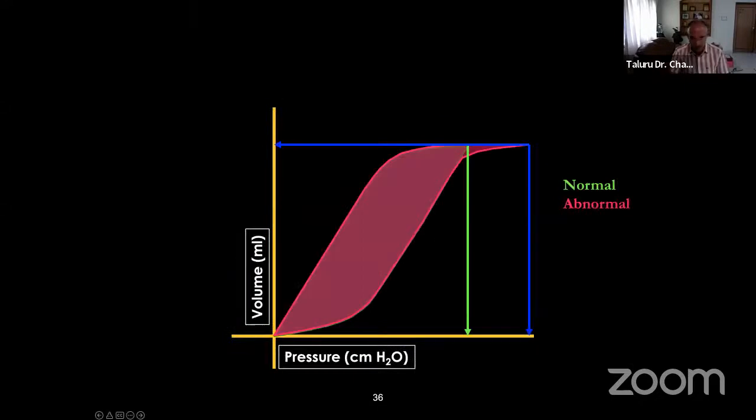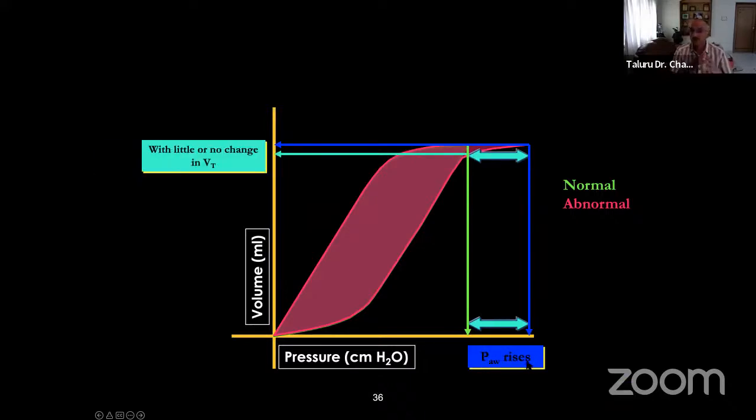This is called the bird beak appearance. Whenever you put a volume, there is only a small increase in the volume. Look at the change in the pressure. That means there is overinflation of the baby lung. Little or no change in the VT, look at the pressure changes. Whenever you see this, you should reduce the tidal volume because it's overinflating the baby lung.